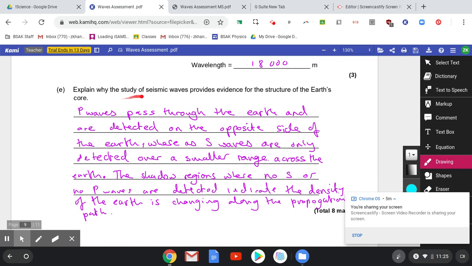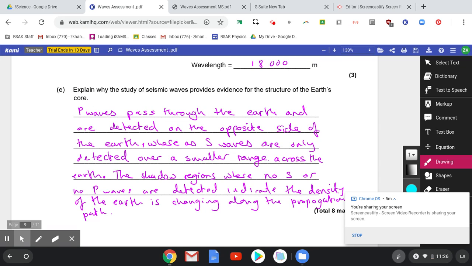So explain why the study of seismic waves provides evidence for the structure of the Earth's core. Here we have P waves passing straight through the Earth and detected on the opposite side of the Earth, whereas S waves are blocked off. This indicates that S waves must have encountered some sort of density change for them to be blocked off, indicating that there's a core that exists in the center.